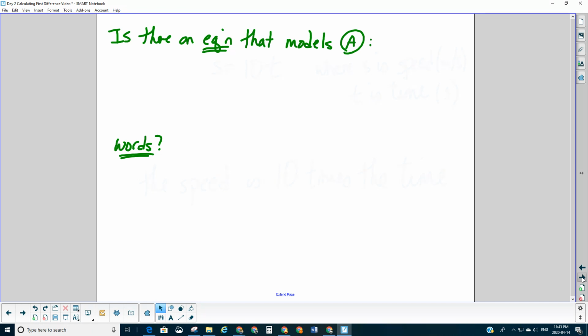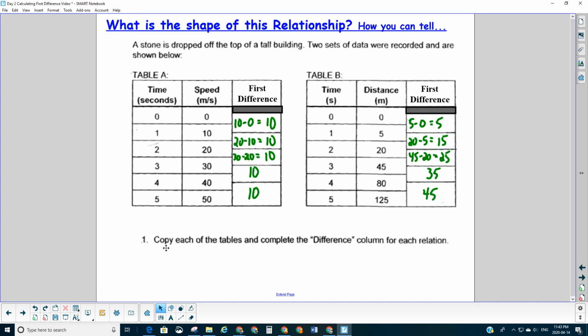So for linear relationships, you can actually make equations to model this. So go back to this. What do I do to 3 to get 30? And what do I do to 4 to get 40? And 5 to get 50? Well, it's pretty easy. I multiply by 10. So I can make a little equation for this, saying that the speed is 10 times the time.